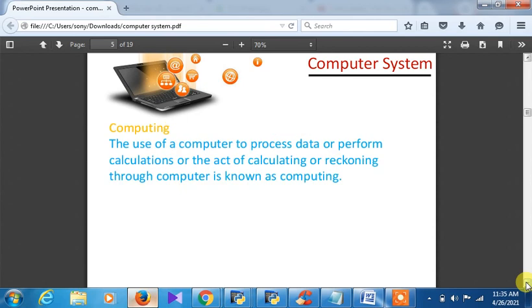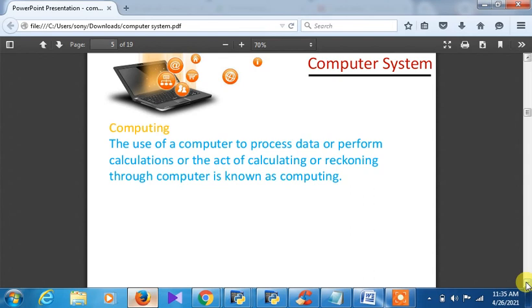There is a difference between calculation and computing. Calculation is based on normal numerals. But computing is the use of a computer in the field of processing of data, or performing calculations, or the act of calculating or reckoning through a computer. So whatever you are processing via computer is known as computing.